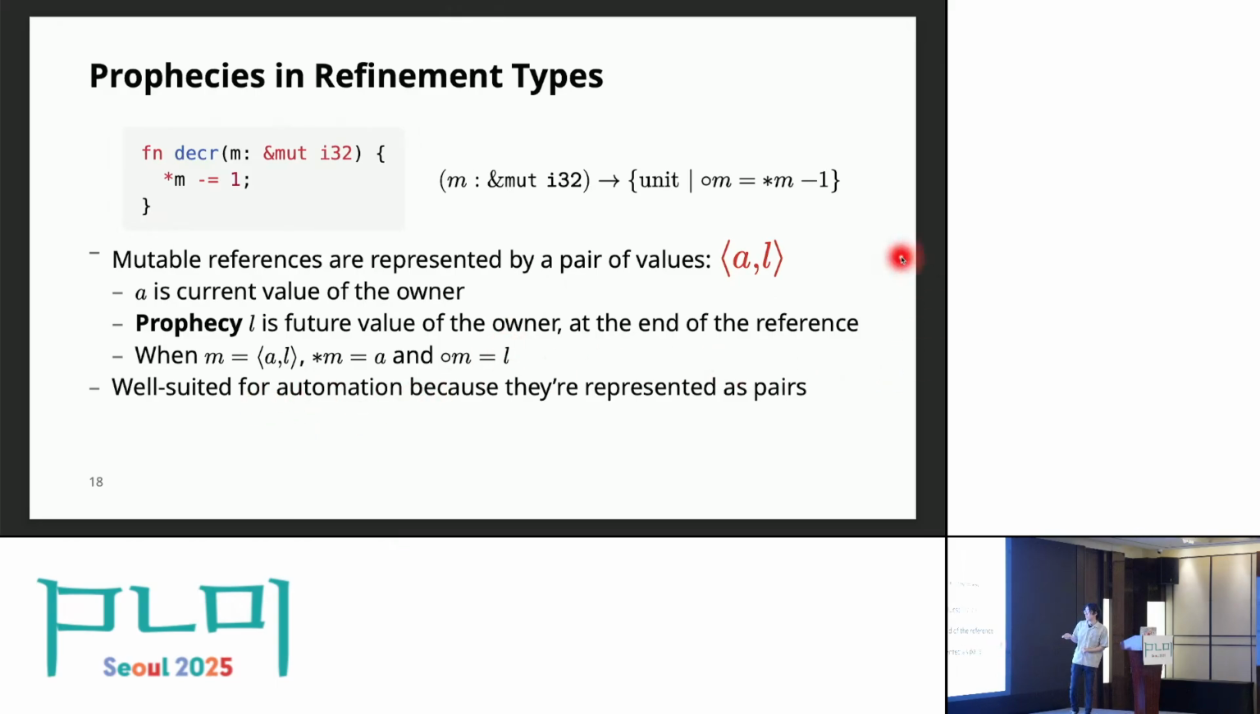So this is the representation of mutable references in our system. This is just a pair, and the first one is the current value of the owner, and the second one is called the prophecy, and it is the future value of the owner, and also it is the final value of the reference. And we denote the first one using a star operator and the second one using a circle operator. So this example is a decrement function that decrements its argument, and that effect is expressed on the return type of this function. Here this return type asserts that the prophecy of m equals the value of m on the entry of the call minus 1. So this is the effect of the decrement function.